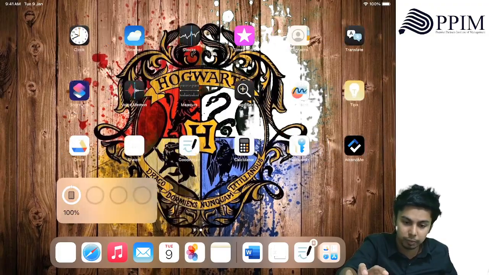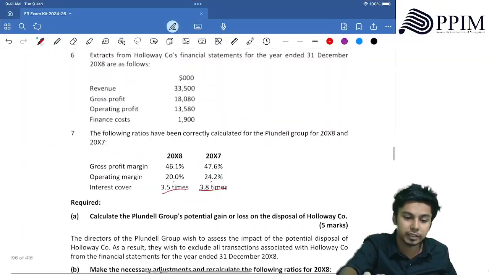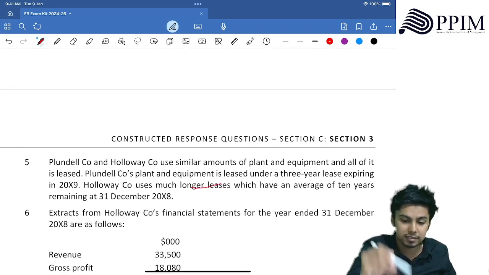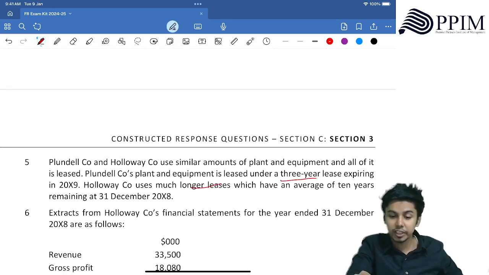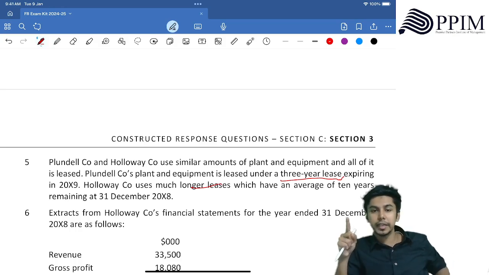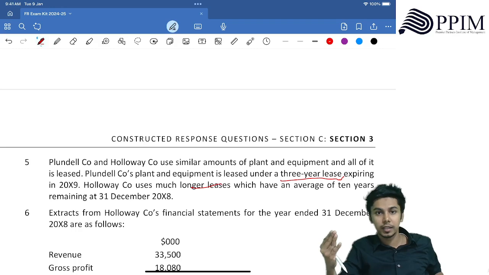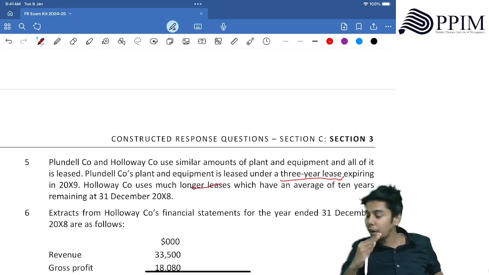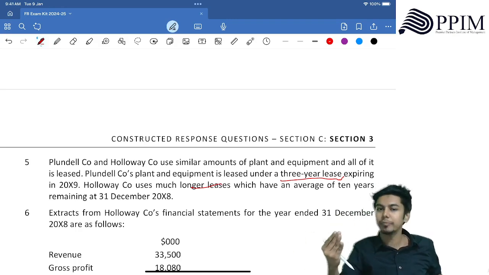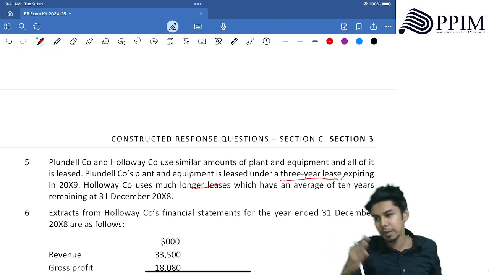Let me go back to the question paper. These people are paying interest over 10 years. That's their policy. Can you see here? Holloway uses much longer leases, whereas our leases are very short. Because our lease is very short, we have to bear high interest. So in 2007 and 2008, our answer is 3, which is good. That is because of Holloway. Now that Holloway is sold, what's going to happen? Our interest is very high, so we are unable to keep up with these payments. So actually having Holloway is a good thing, it seems, but let's evaluate further.